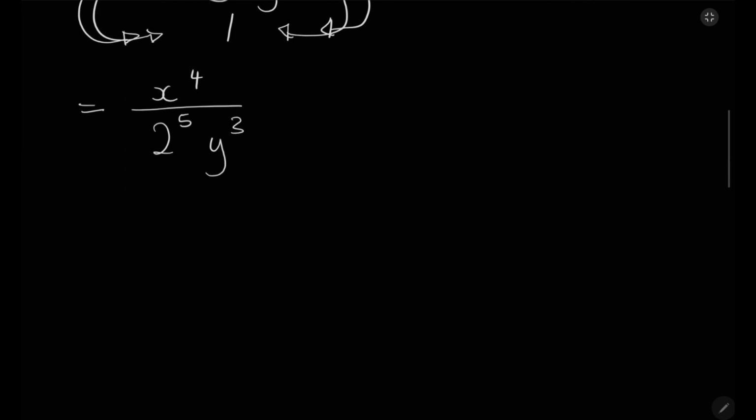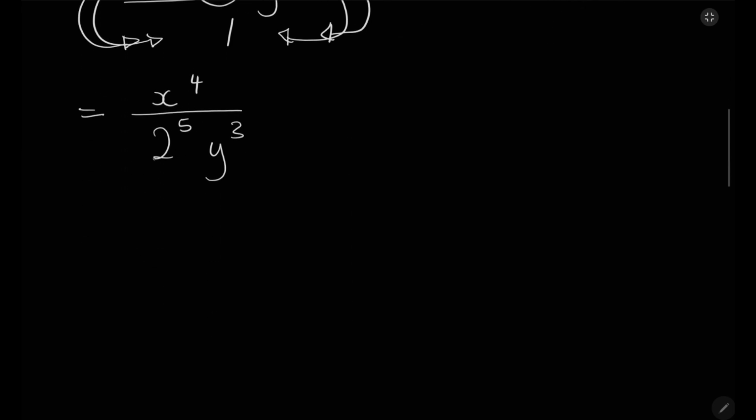You can try to take this a step further by calculating 2 to the power 5, and we'll still have x to the power 4 over 2 to the power 5, which is 32, y to the power 3. This is our final answer. Now let's try the last problem.